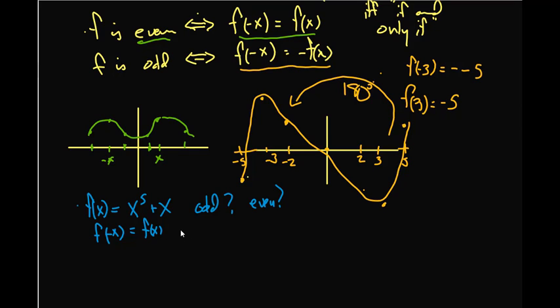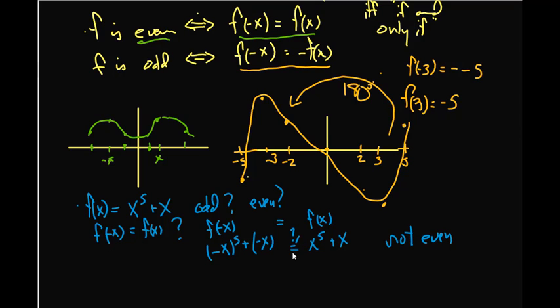So let's check that. So we want to put in f of minus x, so what is that? When we put that in, we get minus x to the 5th plus minus x. And then we want to check, is that equal to f of x? So that's x to the 5th plus x. Are these equal? You can see that they're not equal. So this is not even, because they're not equal.